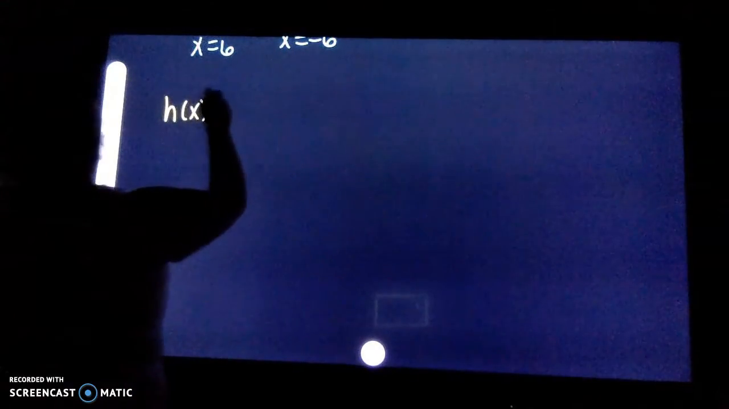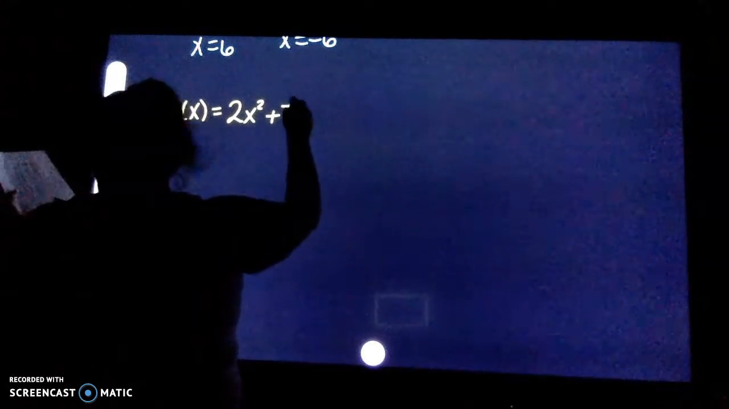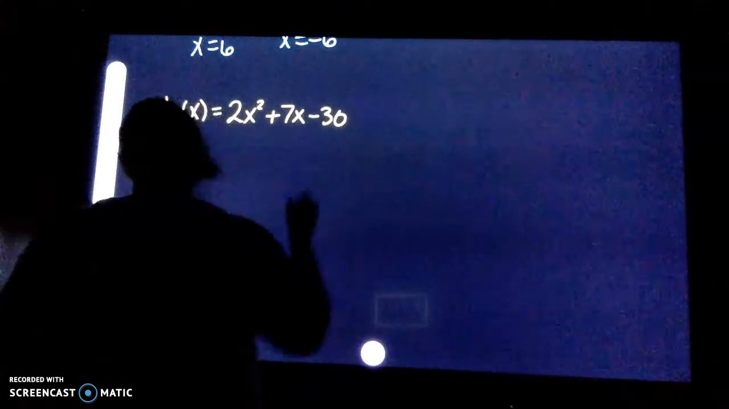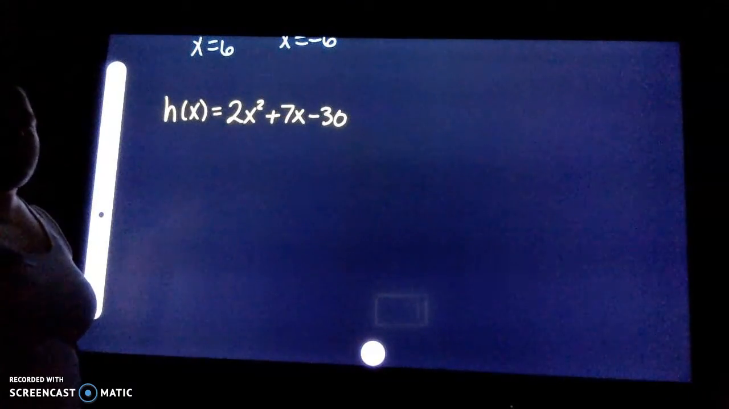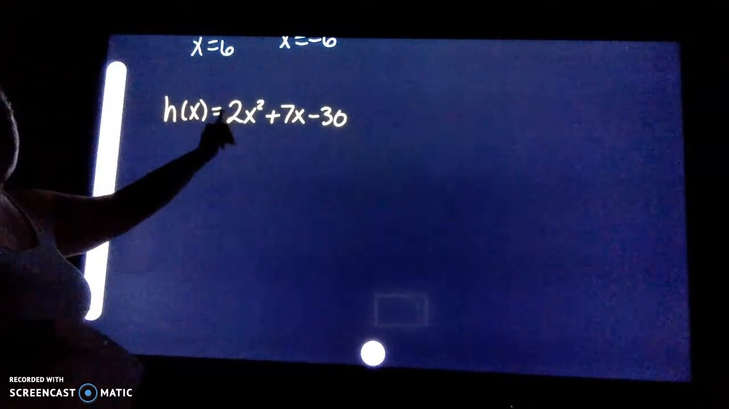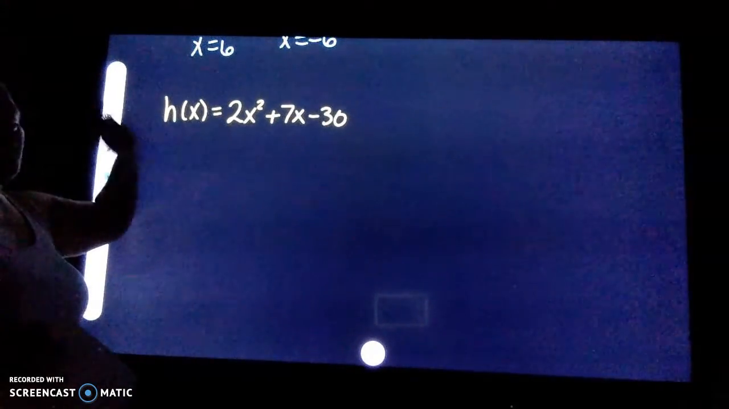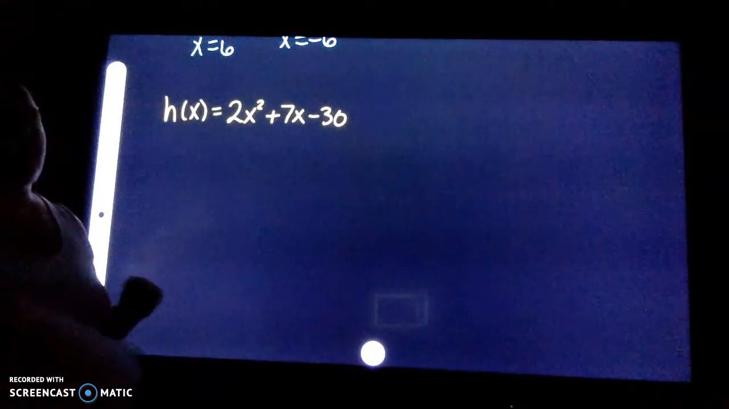My next example is h of x equals 2x squared plus 7x minus 30. Is there a common factor I can take out of all of my terms? No. Is there a number in front of my x squared? Yes. So I can't do a CB chart just the way it is. That only works if there's no number in front of my x squared.